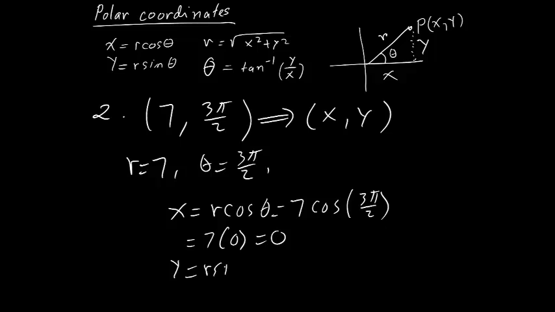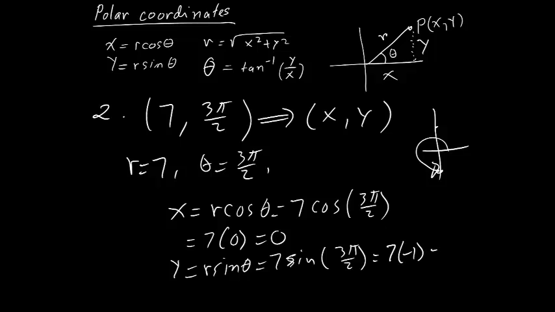y will be r sine theta, 7 sine 3 pi by 2. So 3 pi by 2 is actually here on this. This is the angle 3 pi by 2. And you know sine pi by 2 is 1 and 3 pi by 2 will be negative 1. So then that one is giving you 7 times negative 1, negative 7. So we get our coordinate, that one here, x is 0 and y is negative 7.